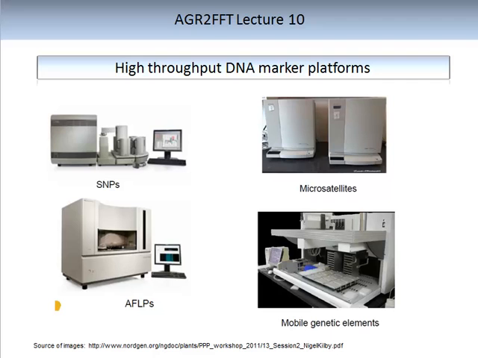Molecular biology plays an essential role in all breeding technologies. Here are a couple of examples of what are called high-throughput DNA marker platforms. This means that many DNA sequences can be identified at once or in one run. These technologies include SNPs, microsatellites, AFLPs, and mobile genetic elements.